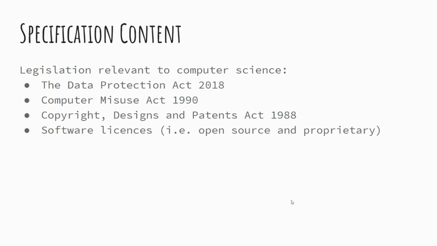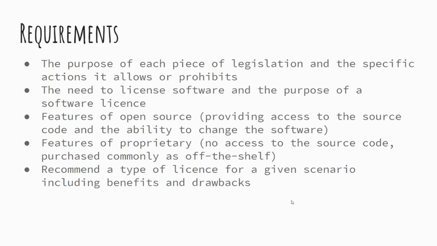We're going to be looking at the three pieces of legislation along with software licenses themselves. So the two different types, the open source and proprietary software options, in a bit more detail. I'll pause on this slide so you can have a quick read through.